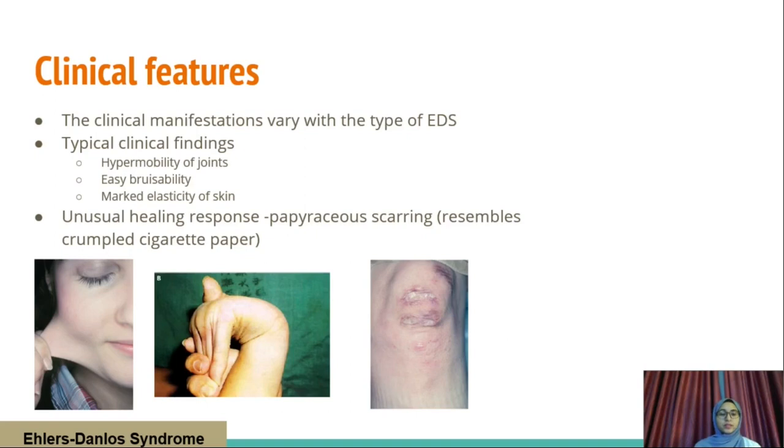The clinical manifestations vary with the type of Ehlers-Danlos syndrome. The typical clinical findings are hypermobility of joints, seen in the second picture, easy bruisability, and marked elasticity of skin, seen in the first picture. An unusual healing response often occurs with relatively minor injury to the skin and is termed papyraceous scarring because it resembles crumpled cigarette paper. This is seen in the third picture.